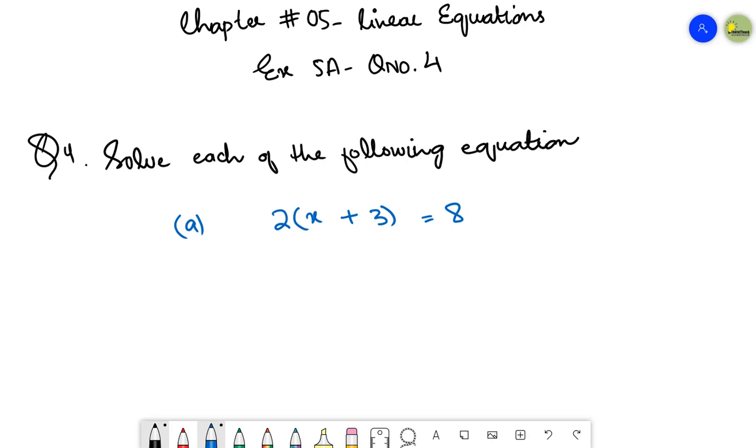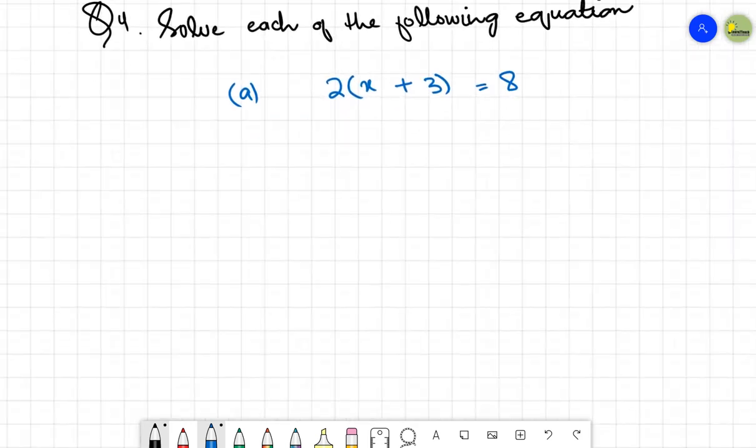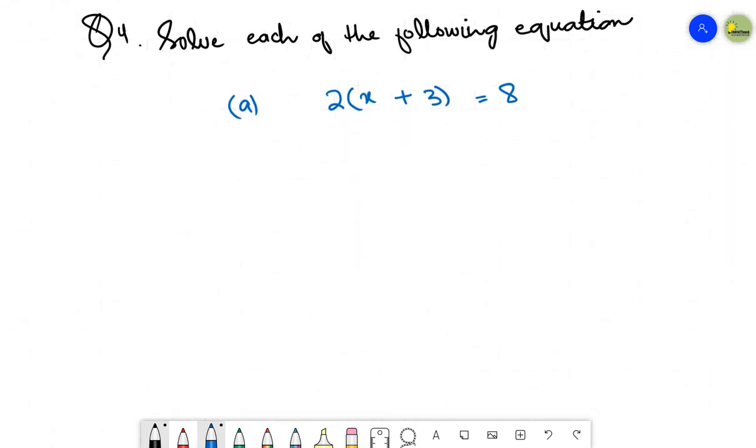So another video on exercise 5a, question number 4. It's a very lengthy question. It has so many parts. I think total 14 parts are there and we need to solve these linear equations that are given from part A till part N. So let's start with part A first. I'm going to do it very quickly so that we can complete this question in a short time.